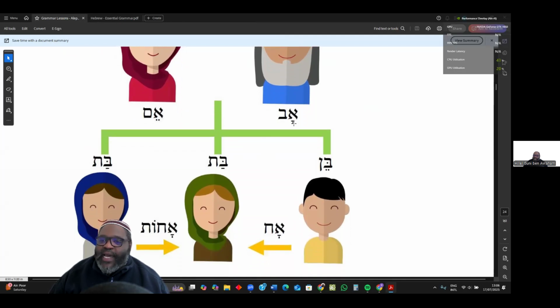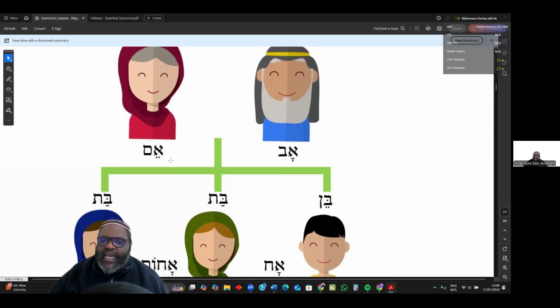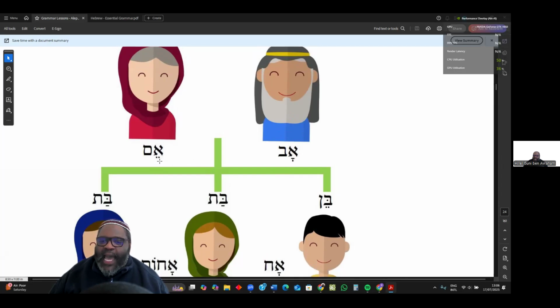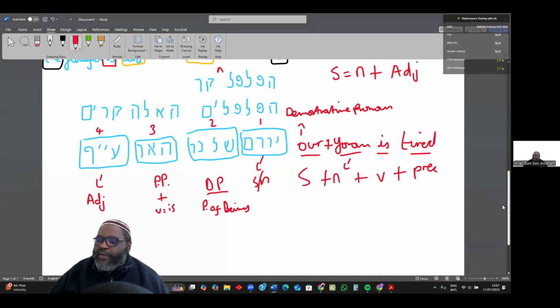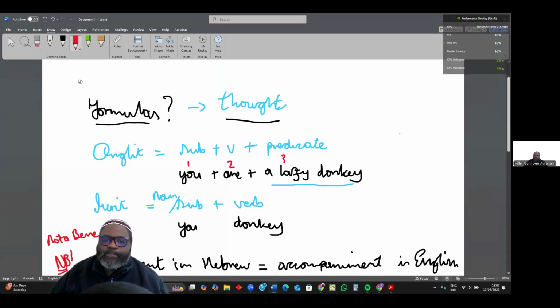So we have here Av, which means father. Av is a generic term. These are generic terms, Av and Em. Some people, in their non-generic term, it's Ima and Abba. I have to erase some stuff here, so let me go back up top.